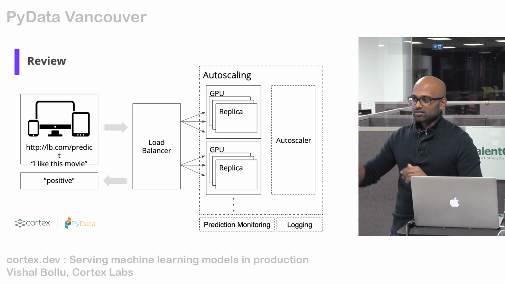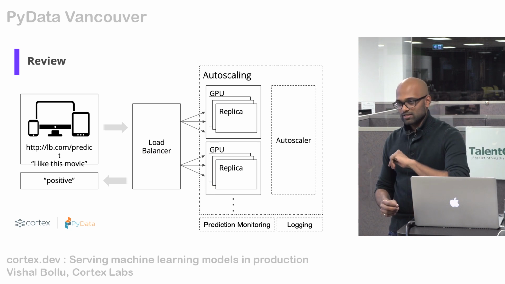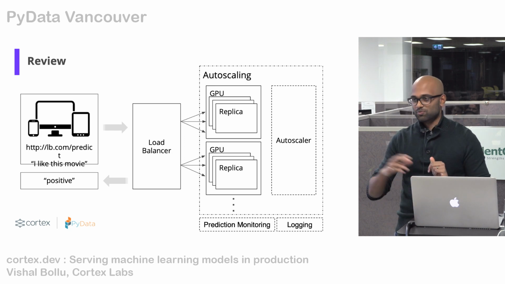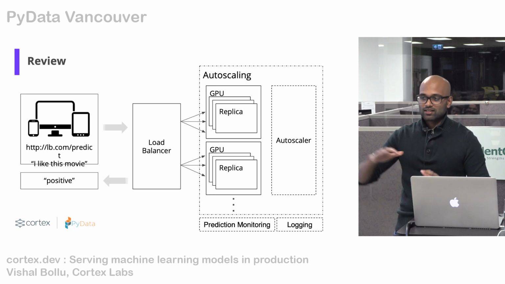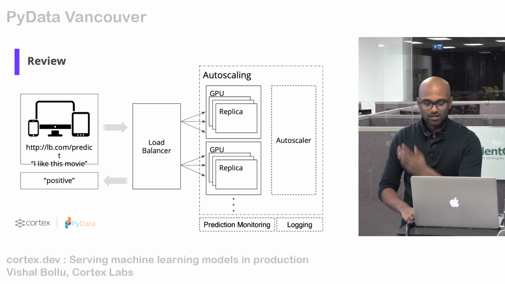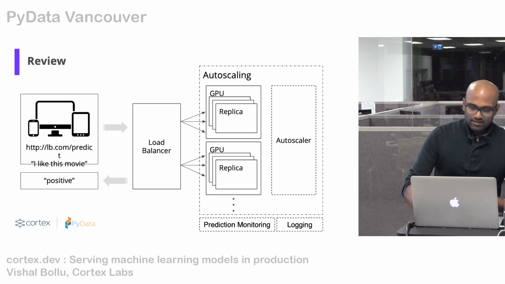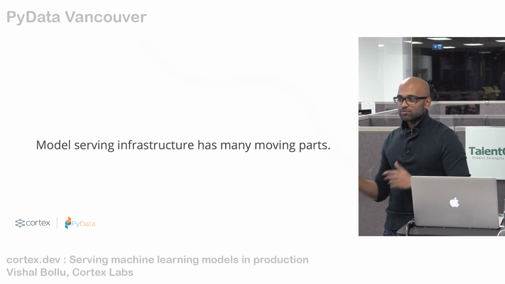So let's take stock of the infrastructure that we built so far. We have a load balancer with auto scaling, and we have prediction monitoring and logging, and we can update our running models with different update strategies like rolling updates, and other ones like canary. You take your pick, right? Now this is a lot of moving parts.